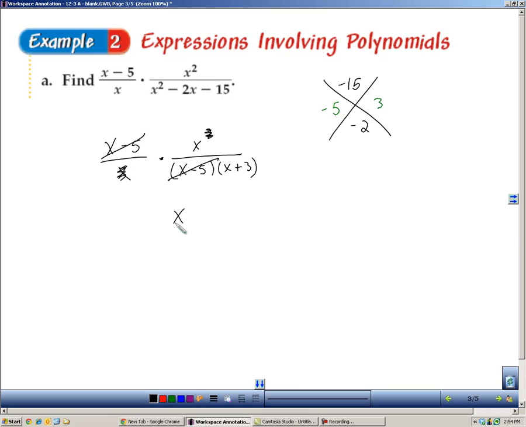So what's left? x over x plus 3. That's as simple as I can make it. Again, I can't cancel the x and the x because the x is connected to the 3 with addition.